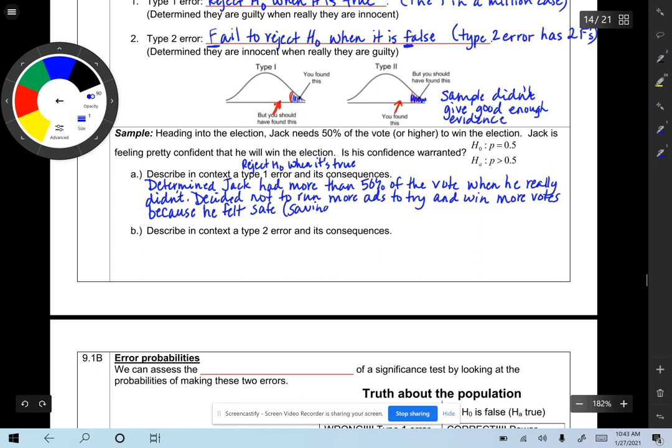All right. Describe in context a type 2 error and its consequences. So a type 2 error is to fail to reject the null hypothesis when it is false. So here you are determining, if you're going to fail to reject it, then you have determined that Jack had 50% or less of the votes when he really didn't.